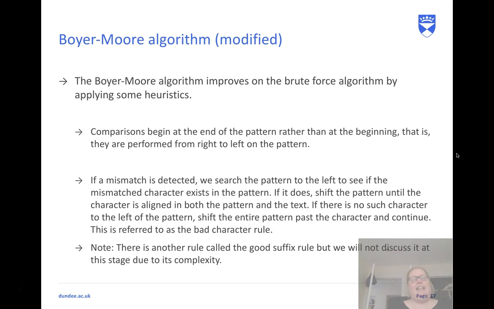If a mismatch is detected, we search the pattern to the left to see if the mismatched character exists in the pattern. If it does, you shift the pattern until that character is aligned in both the pattern and the text. If there is no such character to the left in the pattern, the shift moves the pattern past the character and continues. This is referred to as the bad character rule, and I'll be honest, it makes very little sense when I'm saying it in English, so we're really going to have to see an example to see how this works, and it's a lot easier than it sounds, I promise.